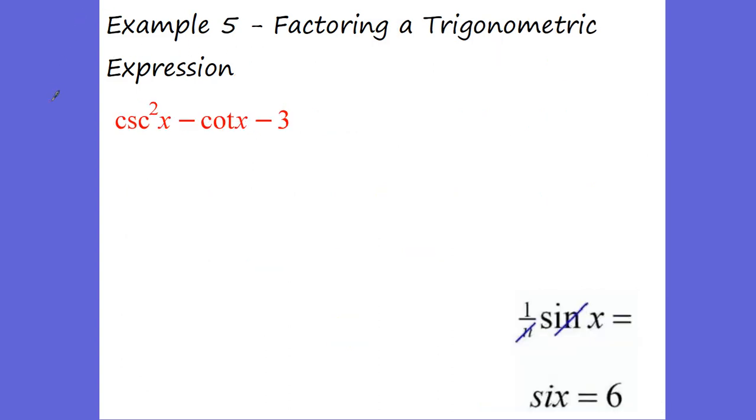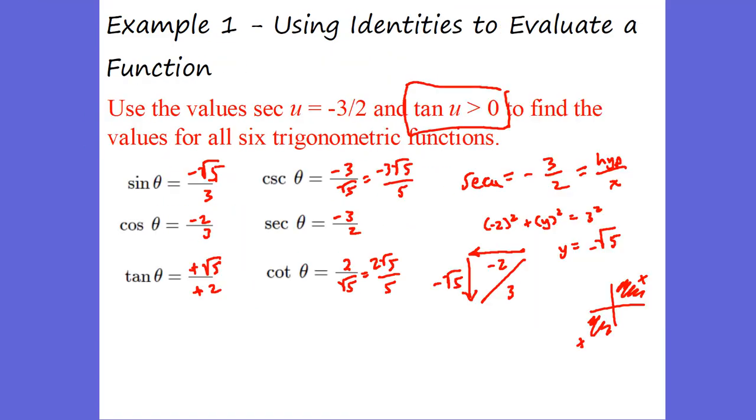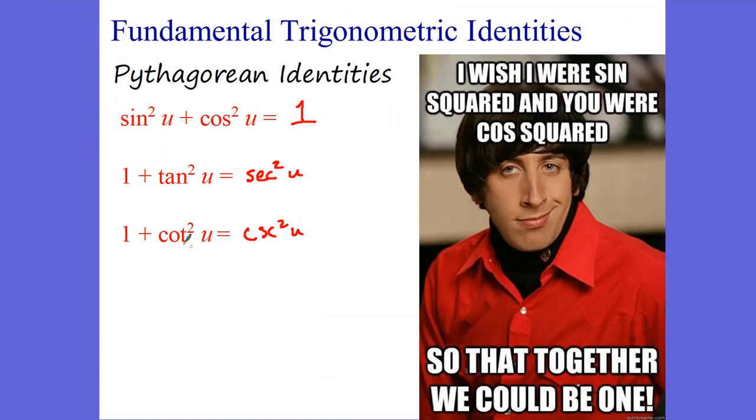So let's factor another trig expression here. And you can see here we have cosecant squared of x minus cotangent of x minus 3. Now, there's a problem here, isn't there? We have cosecant squared and we have cotangent. Those are two different functions right there. Okay, and so I need some sort of equality. So let's go back to my Pythagorean identities. Okay, do you see this one right here? 1 plus cotangent squared of u equals cosecant squared of u.